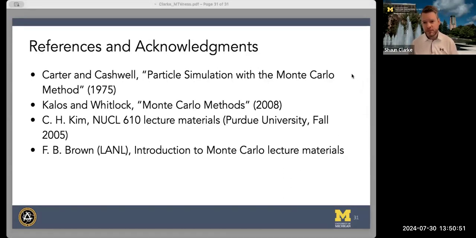Any of these codes can be run on, say, a laptop. I run MCNP on my laptop routinely, so you do not need a supercomputer to run Monte Carlo in general. That being said, if you're trying to do, again, a full-scale nuclear reactor, things like that, those demands could increase quickly, so you may need more computing power than a typical laptop could offer.